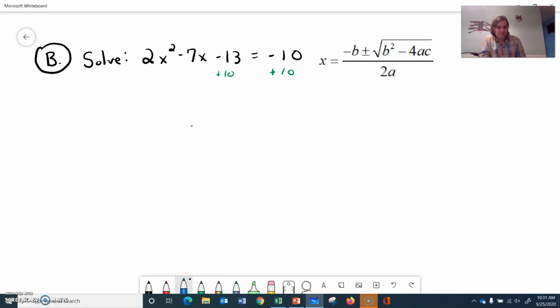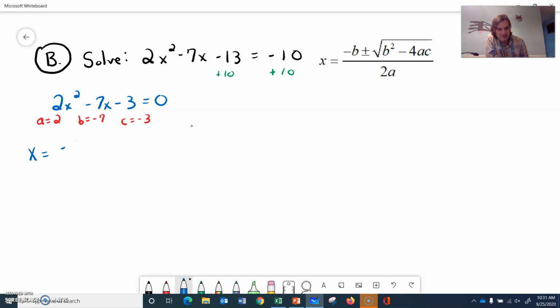So the equation we're going to work with is 2x squared minus 7x minus 3 equals 0. We like that a little bit better. The numbers are a little bit smaller, but that doesn't mean it's going to work any better. A is 2, B is negative 7, and C is negative 3. So let's start dropping that into our formula.